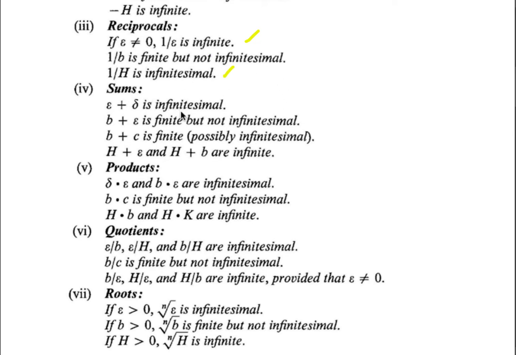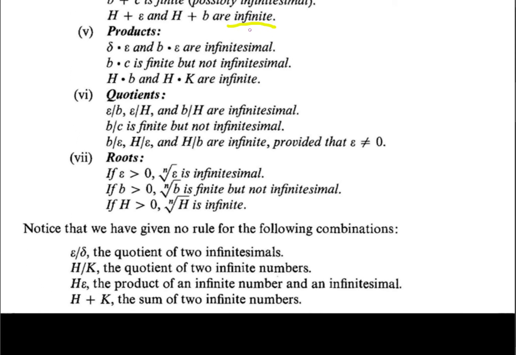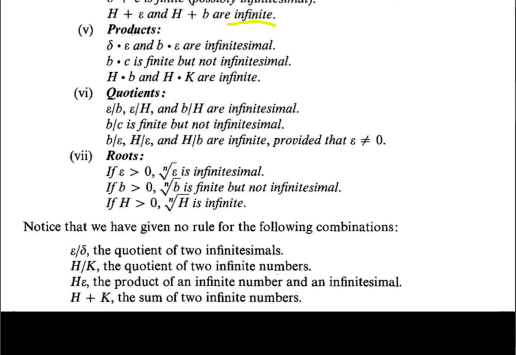Adding infinitesimals, we stay infinitesimal. Finite with infinitesimal is finite. Finites added together, finite. Infinite plus an infinitesimal or infinite plus a finite are infinite. These are key things. What we'll run into the most, however, are products and quotients. So if I multiply two infinitesimals, or even if I multiply a finite and an infinitesimal, I get an infinitesimal. If I multiply two finite numbers, it will be finite but not infinitesimal. And if an infinite number is multiplied by a finite number, or two infinite numbers are multiplied together, it will be infinite.